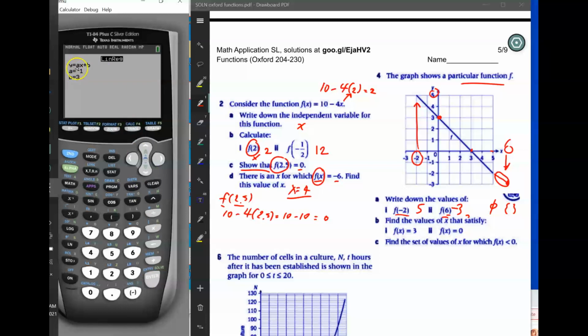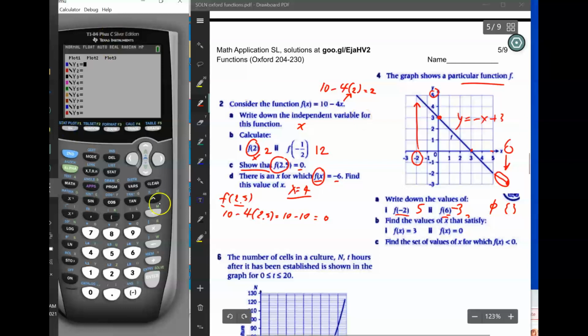And my equation is going to be y equals -x plus 3. Once I have that equation, I can put it into y equals and use table to find different values. So let me try that method of finding f of 6, assuming that f of 6 actually exists. -x plus 3. And I'll do second table.